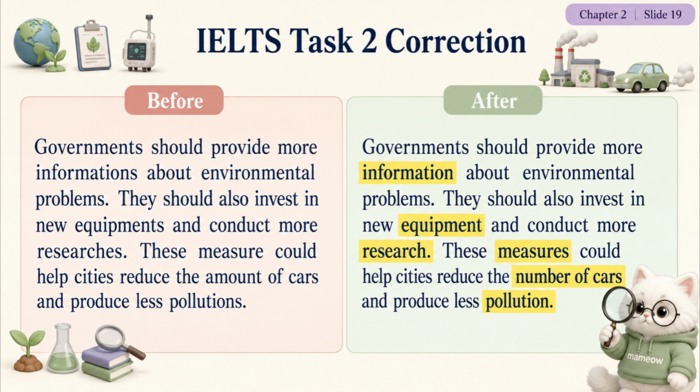Information, equipment, and research are uncountable in these sentences, so they do not take plural endings. Measure is countable when it means an action taken to achieve a result. Because the paragraph refers to several actions, we need the plural form measures. Cars can be counted, so we write the number of cars, not the amount of cars. Pollution is uncountable, so less pollution is correct. The corrected paragraph is more grammatically accurate without using unnecessarily complicated language.